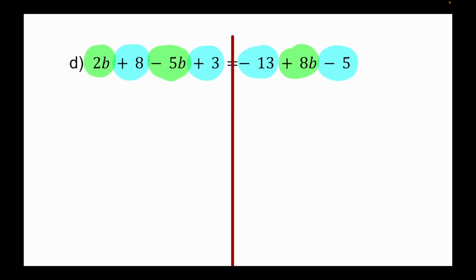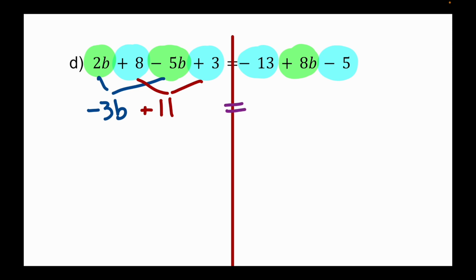But now that I have all of my like terms identified, I'm just going to combine the ones that are the same color because those are the ones I'm able to add with each other. So my green pieces here are going to create -3B, and my blue pieces here are creating a +11.